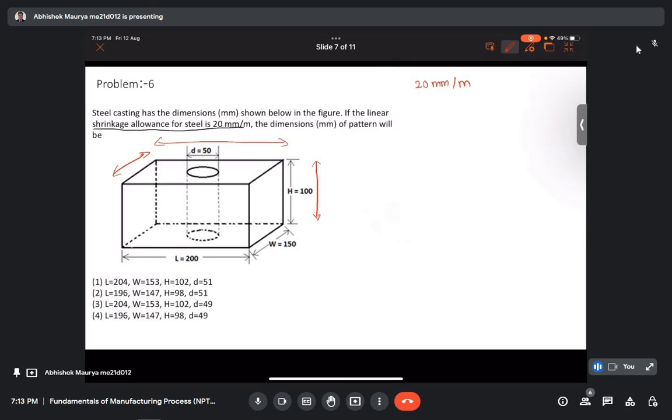These dimensions are given to compensate the shrinkage allowance, to compensate the shrinkage during the cooling of the solid metal from the higher temperature to room temperature. That allowance is given as 20 mm per meter, or 20 mm per 1000 mm, or 0.02 mm per mm. For simplification I have converted the units to mm per mm.